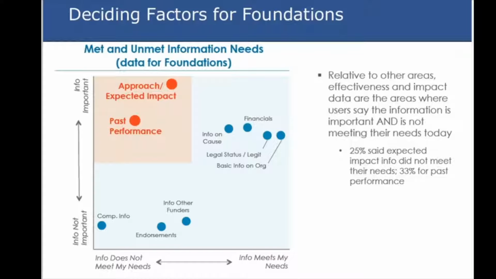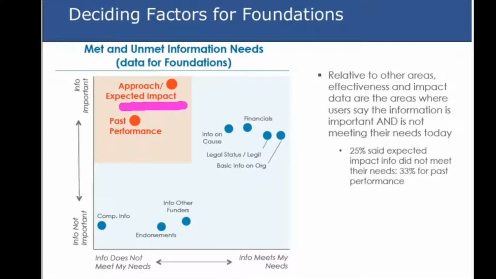In the same study, they were asked what is the most important information to you, and they were also asked where do you feel that you're not receiving enough information. And as you can see, the approach and the expected impact is their number 1 in terms of importance, but almost the top one in terms of a lack of information.